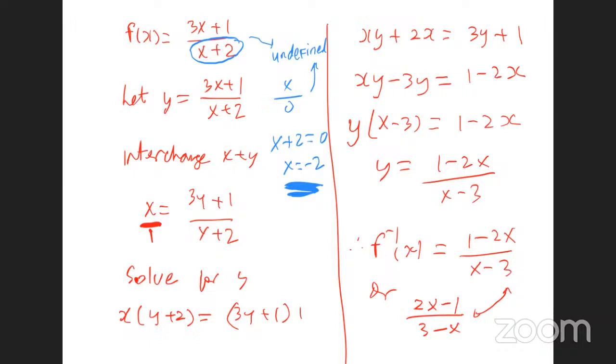That is, if the denominator is equal to 0, the function is undefined. That's what will happen.